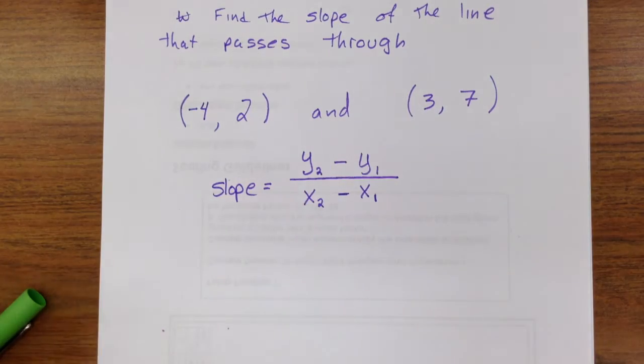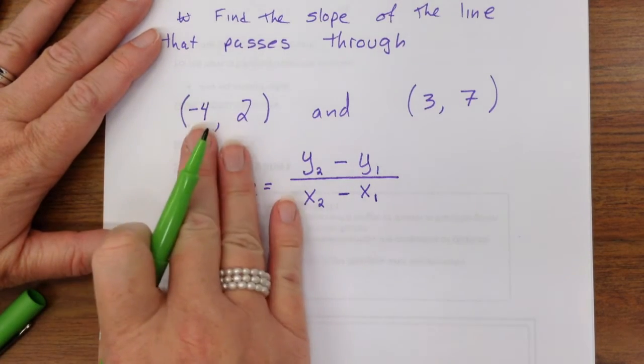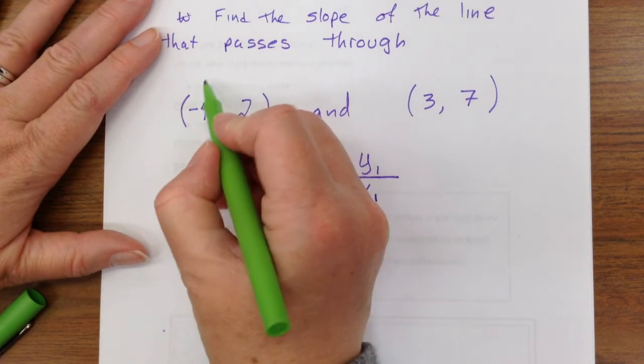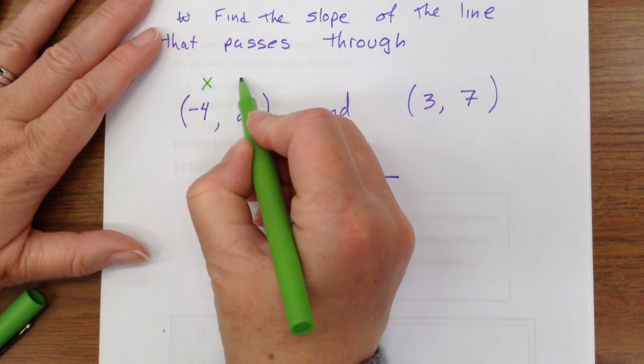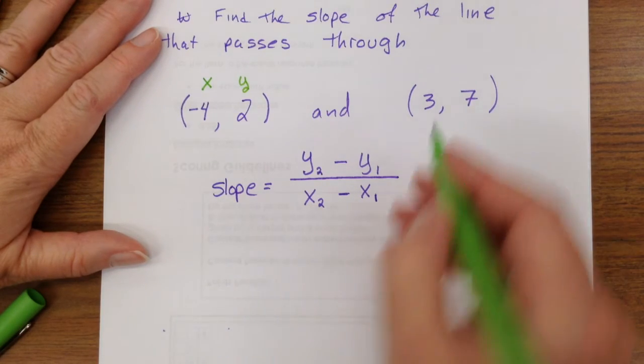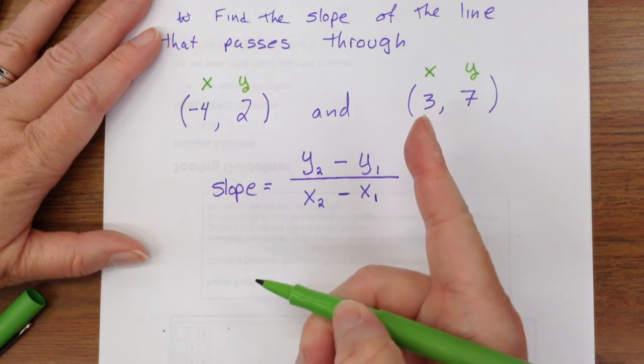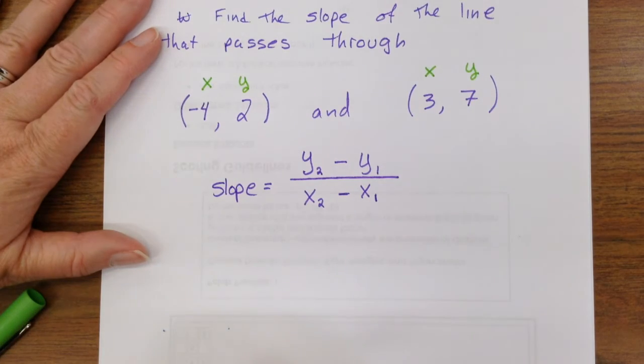And so I am going to keep them straight by doing the following. You ready? Here we go. Since this is the first point, well, let's do this. This has an x and it has a y, doesn't it? Yeah. This one also has an x, and it has a y. They always come in that order, the x coordinate, then the y coordinate, alphabetically.